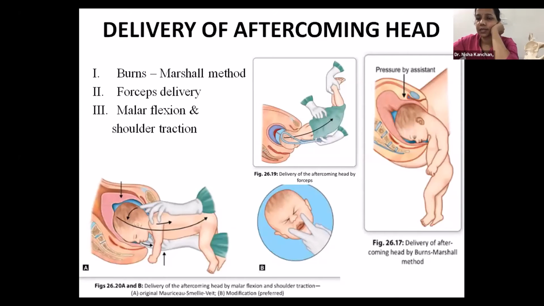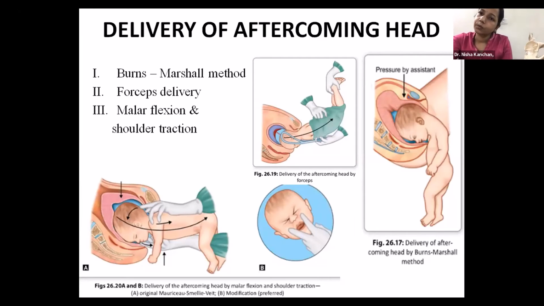Now, figure 26.17 is Burns-Marshall, which is a very scary method. It's again hands off. You just let the baby hang by its own weight, and a suprapubic pressure is given by the assistant on the abdomen of the mother to maintain flexion. By this method, you wait till the subocciput comes out under the pubic symphysis, and then you take hold of the feet and rotate the baby in a clockwise direction over the mother's abdomen, and you release the baby's head.